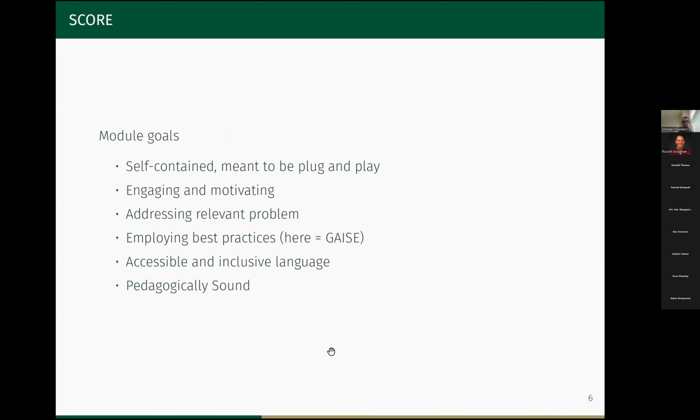And so we will have an introduction that hopefully motivates and hopefully addresses a relevant problem. Here we're trying to employ educational best practices in statistics and data science education. That's a GAISE framework. We want accessible and inclusive language because we know that not everybody loves sports, and also not everybody knows a particular sport to a level of detail. So we want to make it so that, right, if I'm doing a module on badminton or I'm doing a module on esports, right, that the language that we use there makes it usable from everyone. And again, that pedagogically sound is a big deal because we are all educators, and this is meant to be educational material.